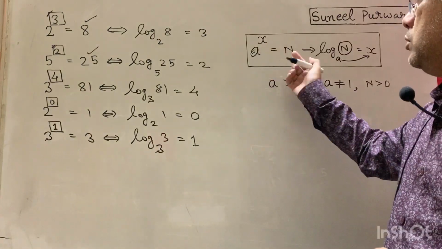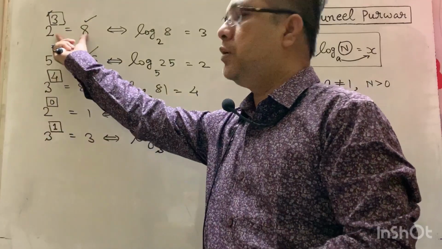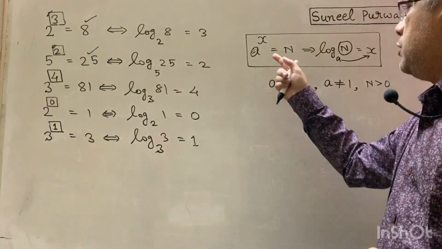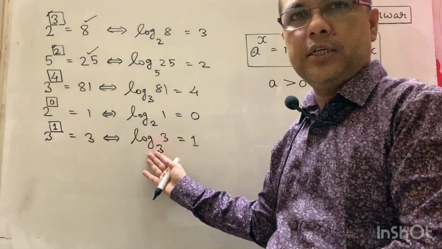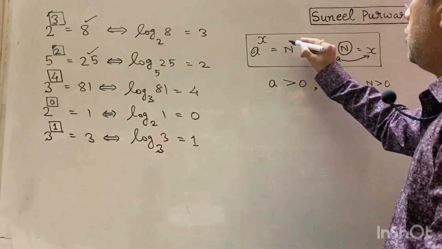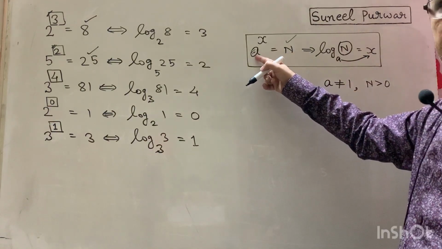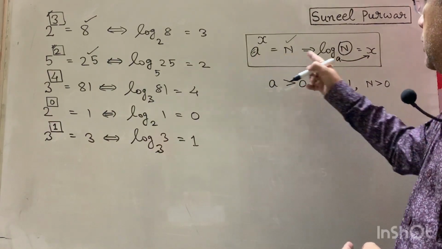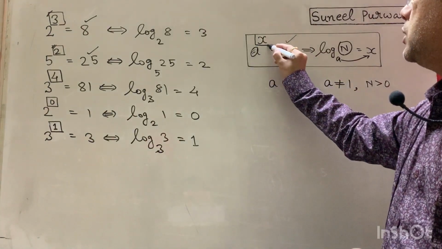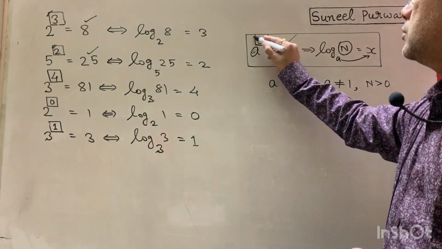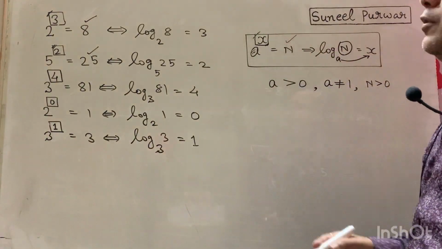So what is happening here? A power x is equal to n. That type of thing I have written over here. If a power x is equal to n, then what do we say? You remember what I explained? Then we say log of this number n, at the same base a, whatever was here, equal to this number x. This is how logarithms are defined.